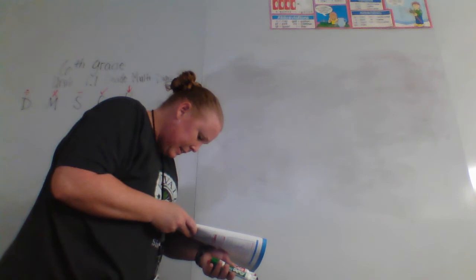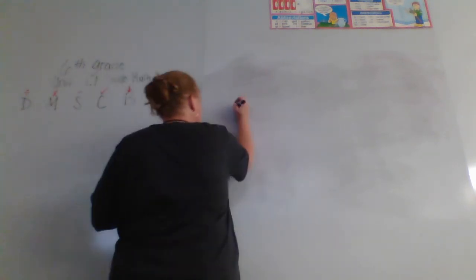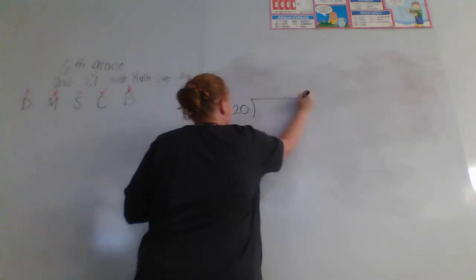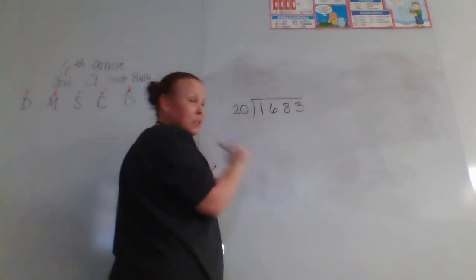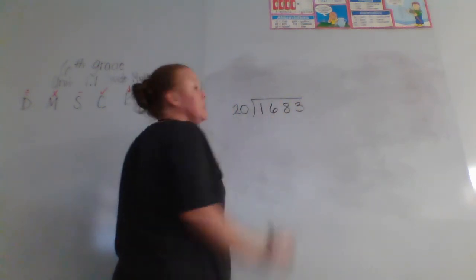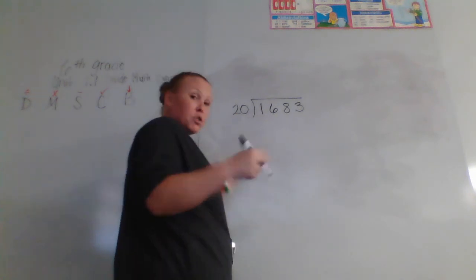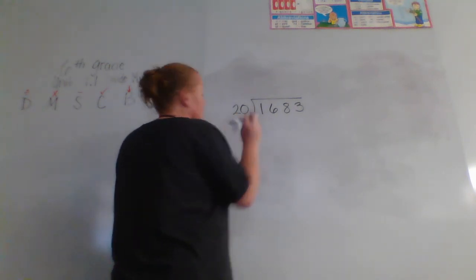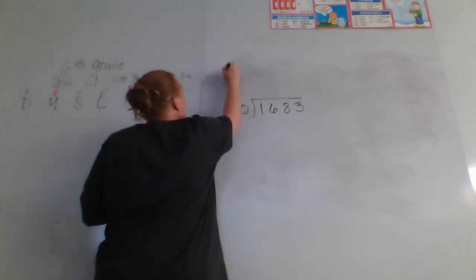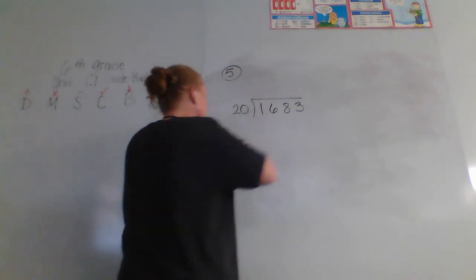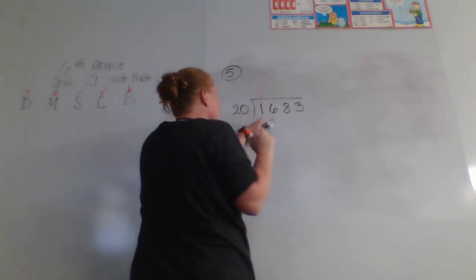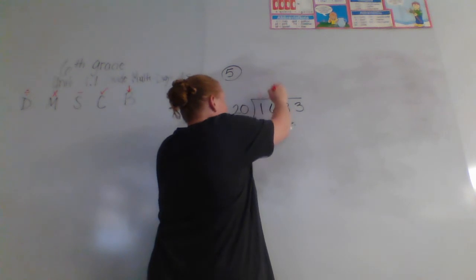So, your next one says 20 into 1,683. We know we're going to have a remainder because that ends in a 0 and that does not. So, good thing 20 is easy to count by. And that is number 5. Okay, so 20 cannot go into 1, placeholder. 20 cannot go into 16, placeholder.